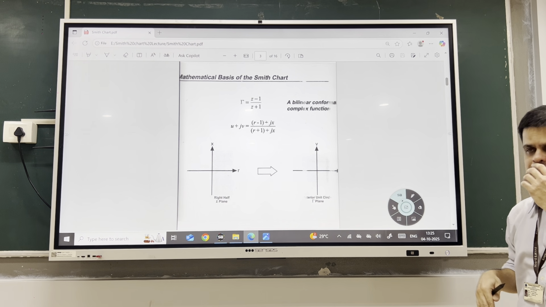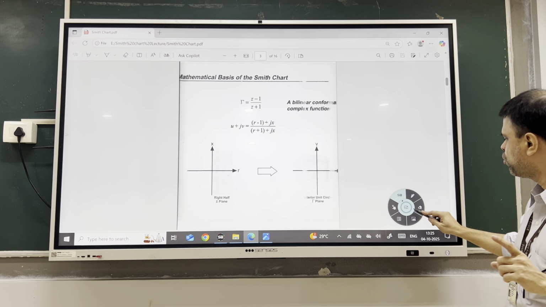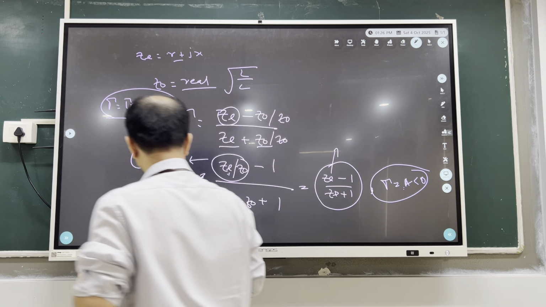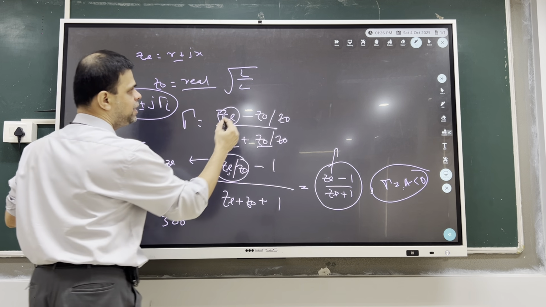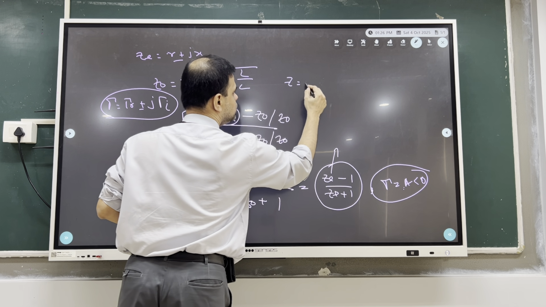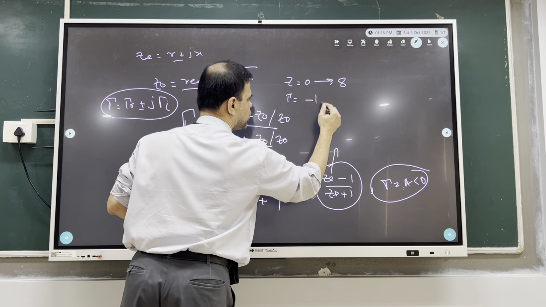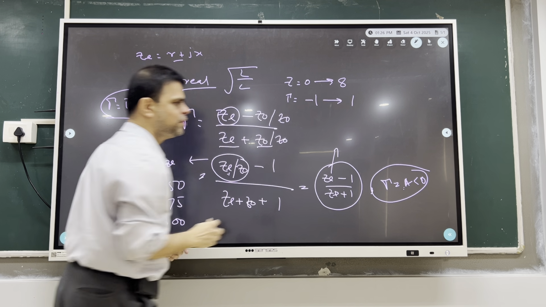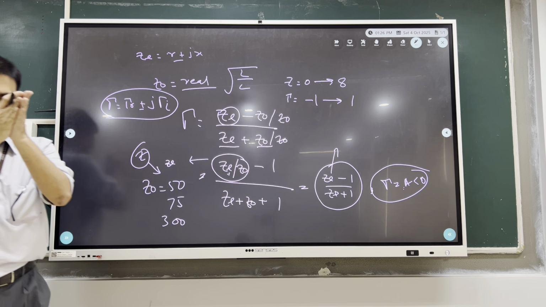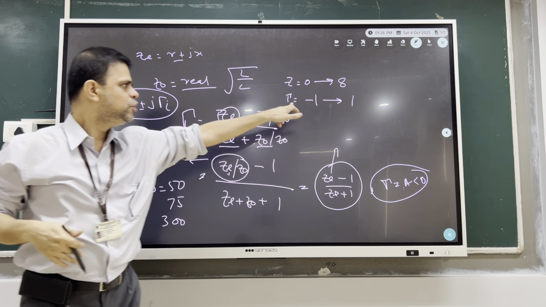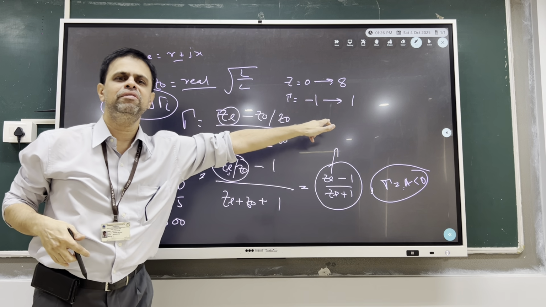So that gets cancelled. You get positive 1. So what are the limits of gamma? If I vary ZL from 0 to infinity, gamma varies from -1 to 1. So going from short circuit condition to the open circuit condition, your gamma only varies between -1 to 1.